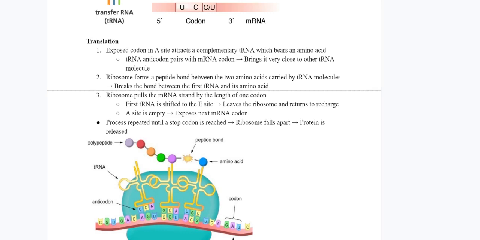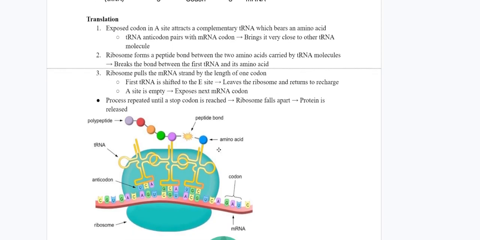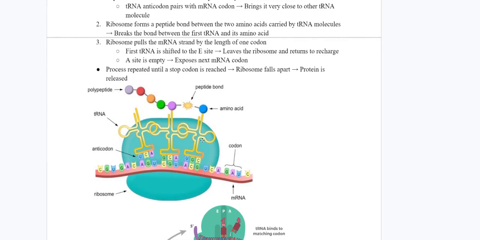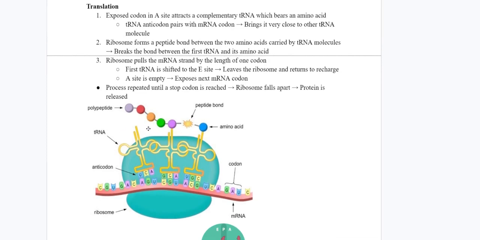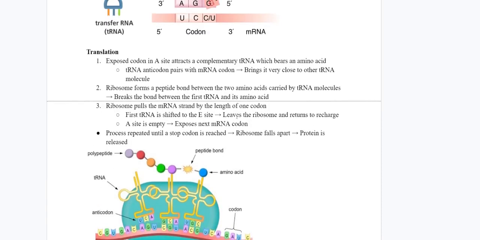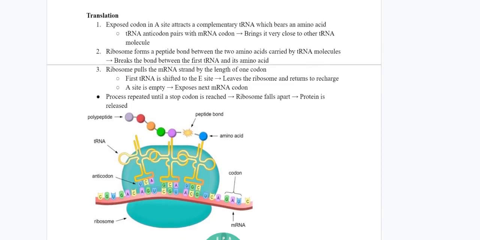Okay, so first, the exposed codon in the A site attracts a complementary tRNA which bears an amino acid. So just look at this picture, okay? Trust me, look at this picture. This is the A site, this is the P site, this is the E site. So what first happens is that this tRNA first goes to the A site, the first site that it has to go to. And so the codon attracts the anticodon and causes the tRNA to bind to the mRNA, which is in the ribosome.